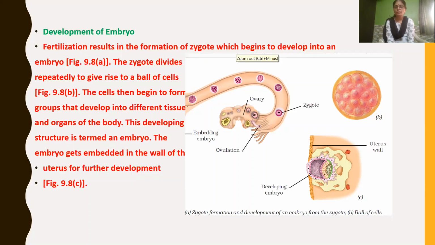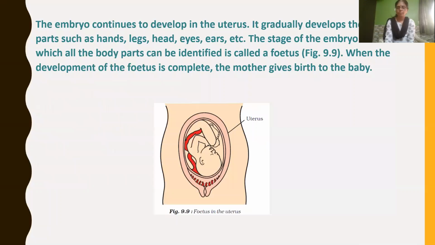Then the embryo gets embedded in the wall of the uterus for further development. Here you can see the wall of the uterus. This embryo, that is a group of cells which is growing and developing, gets embedded in the wall of the uterus. Then the embryo continues to grow and develop in the uterus. Gradually it develops different organs such as hands, legs, head, eyes, ears, etc. This stage of the embryo, where all the body parts are fully developed, is what we call a fetus.